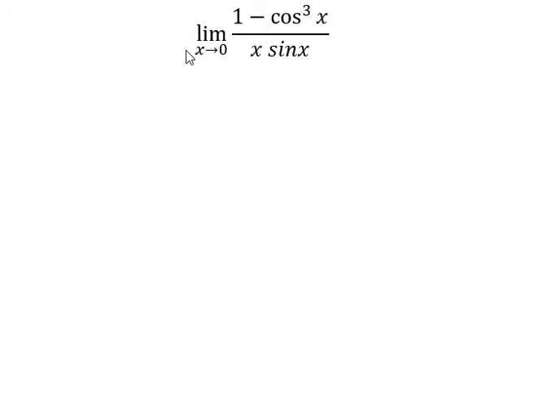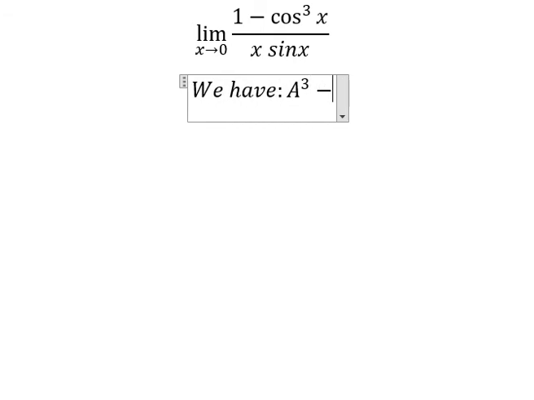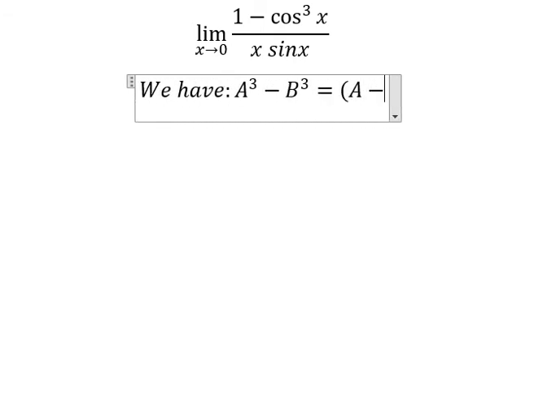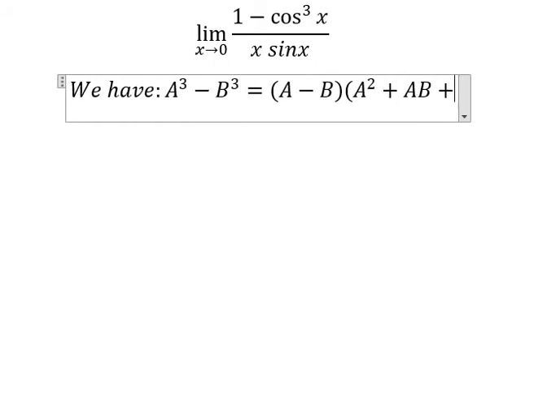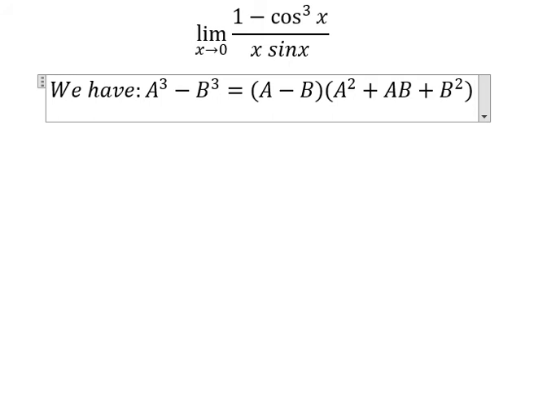The topic today is about limit. So now I will show you how to answer. We have the formula in here. That is about a to the power of 3 minus b to the power of 3. We have a minus b multiplied by a square plus ab plus b square in here.